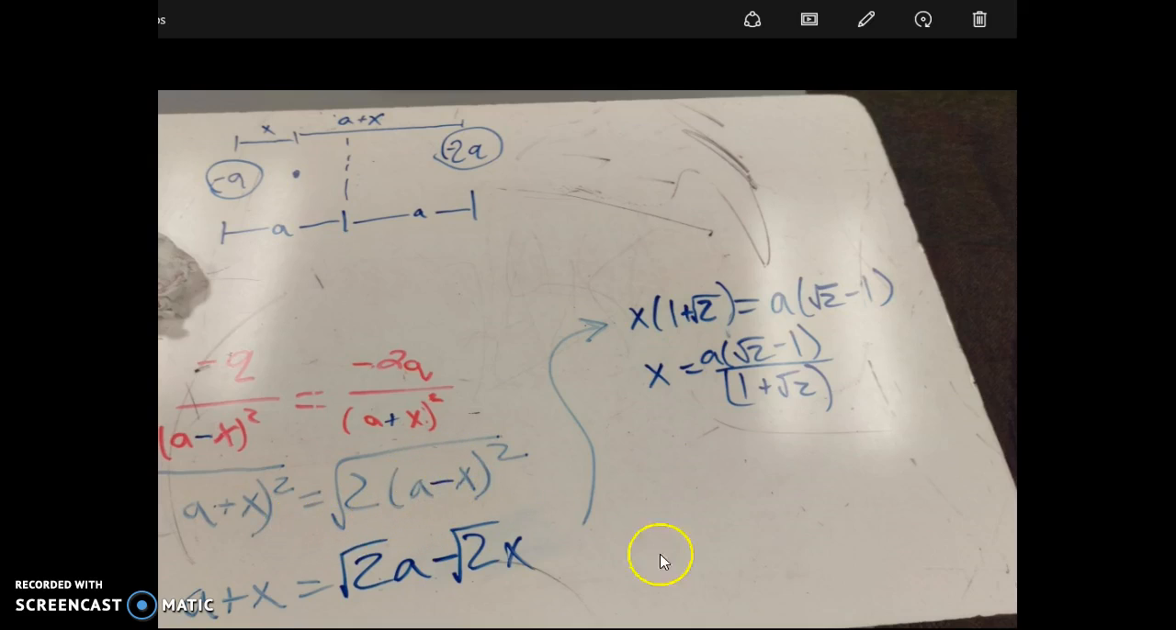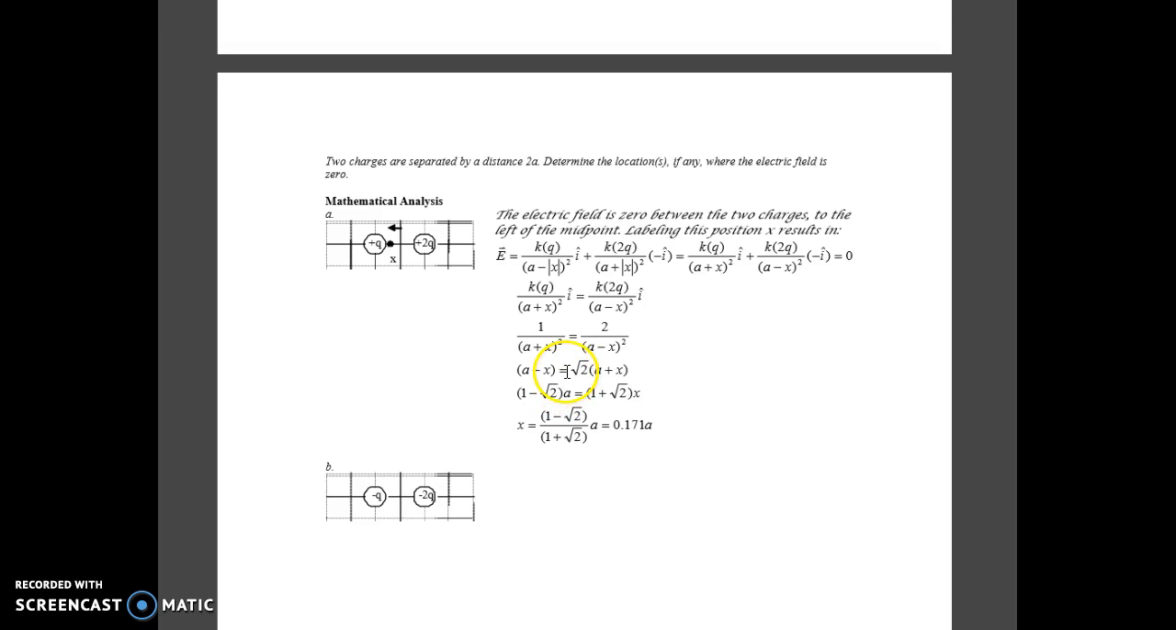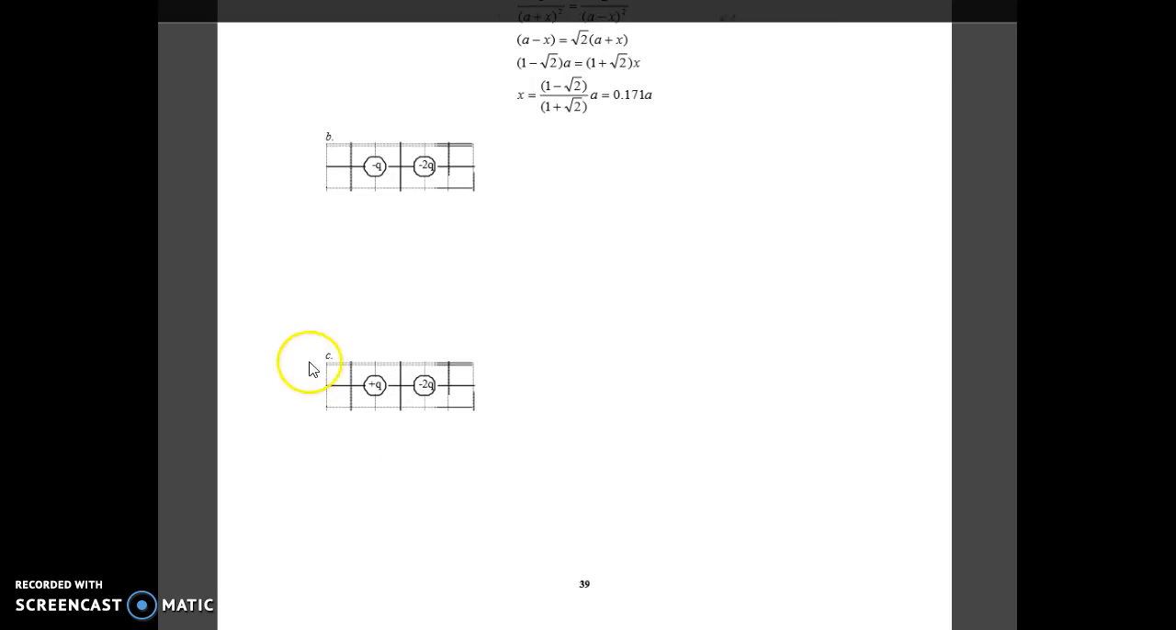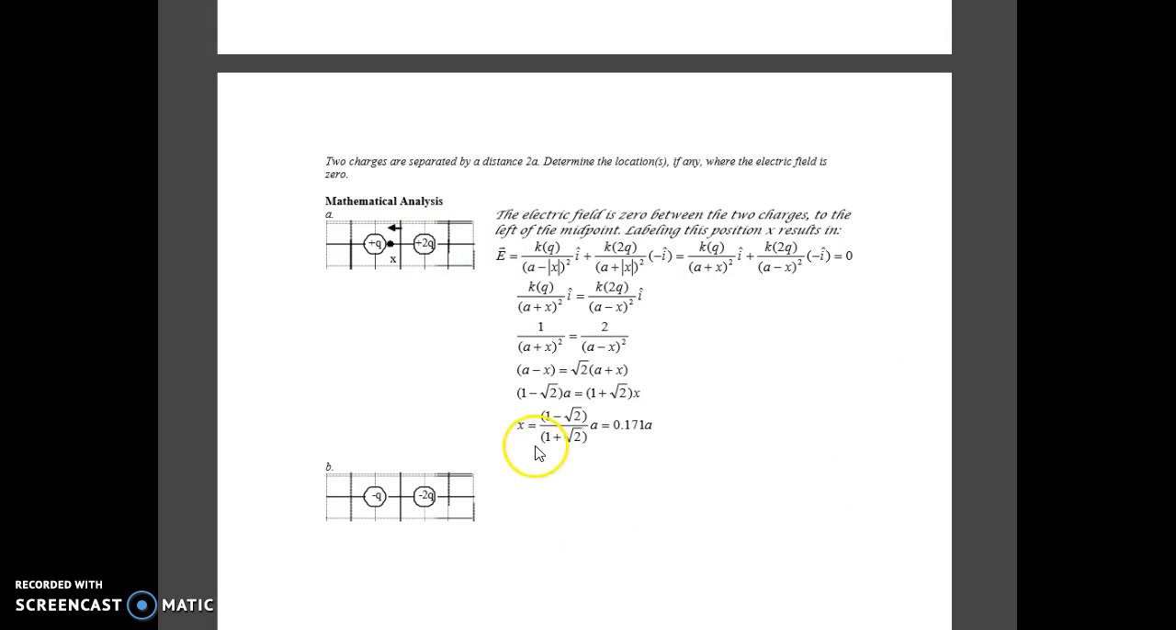Okay, so this board is the next page that we have to do, which is right here, and it asks us to determine the location, if any, where the electric field is 0 in each of these examples A, B, and C. So in A, it's already done for us. It's got a positive 1 charge and a positive 2 charge. The math is all done, and it finds an exact location of X in terms of A.